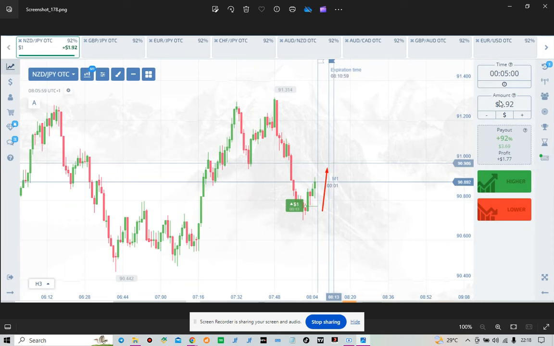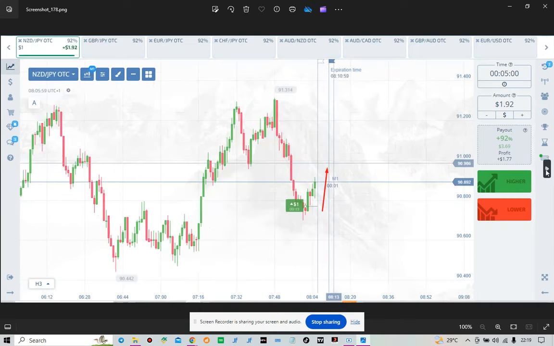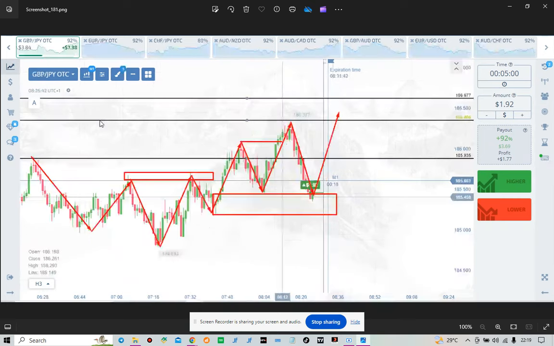So I increased my amount to 1.92. Okay, then this trade 1.92, this trade GBP JPY.